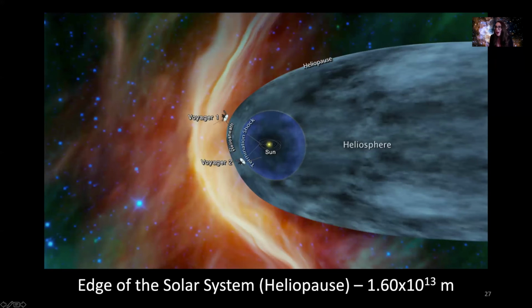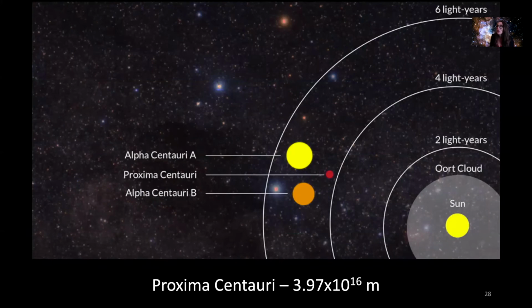And both of these spacecraft have already made it out of our solar system and past the boundary of the heliopause, the edge of the heliosphere. But this figure must be a little bit old because Voyager 2 even left our heliosphere in 2018. That's just our solar system.